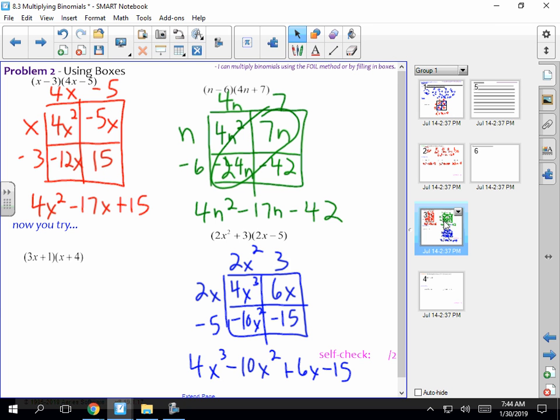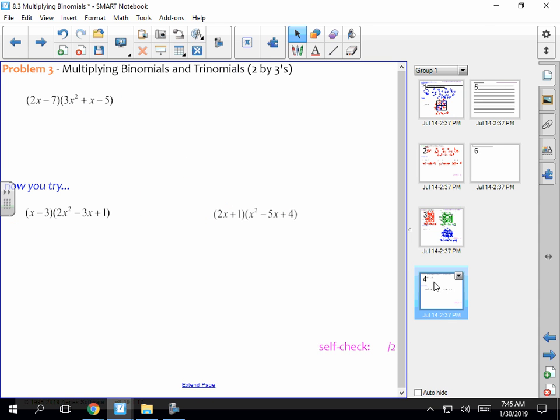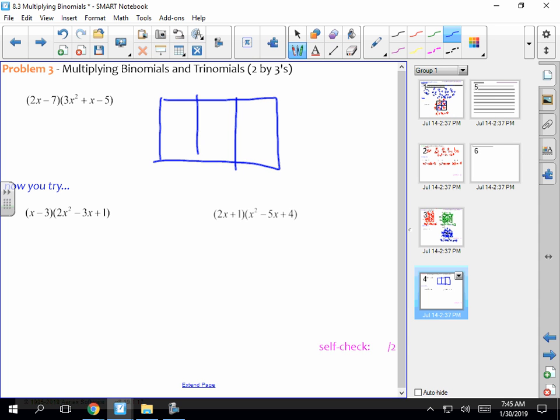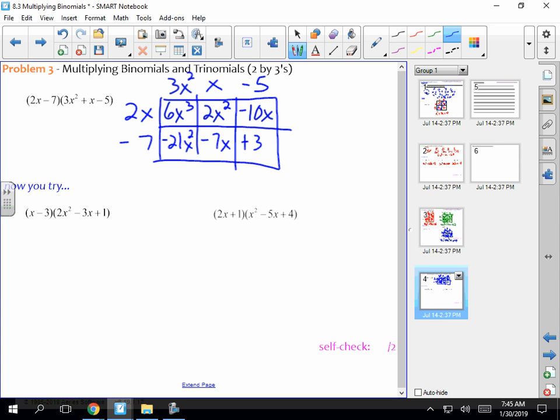And that's it. I'm going to show you one more use of the boxes. The box can be extended to a binomial times a trinomial by just enlarging the box, making it 2 by 3. Instead of 2 by 2, we'd label the side 2x minus 7, the top 3x squared plus x minus 5. Multiplying across the top, we have 6x to the third, 2x squared, negative 10x. And across the bottom, negative 21x squared minus 7x plus 35.